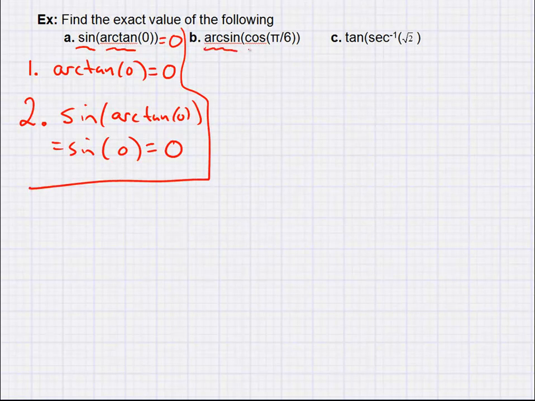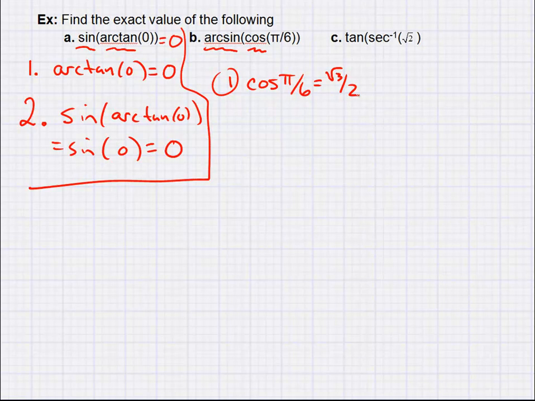The arcsine of the cosine of pi sixth. So first thing I'm going to do is find the cosine of pi sixth. So you got to say, all right, cosine of pi sixth. This is old stuff. Cosine, x-coordinate. Look at your unit circle. What's the x-coordinate for pi sixth? Square root of 3 over 2.